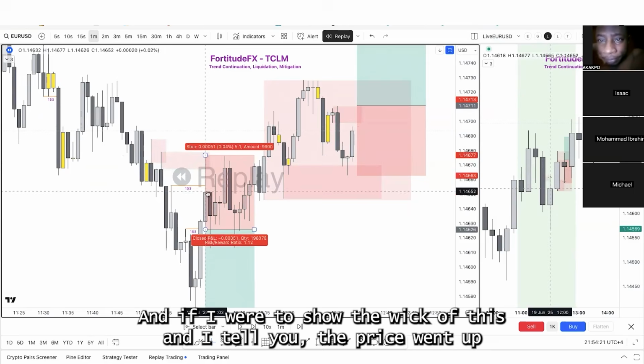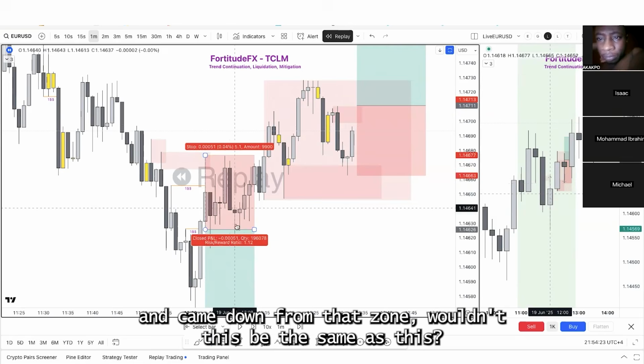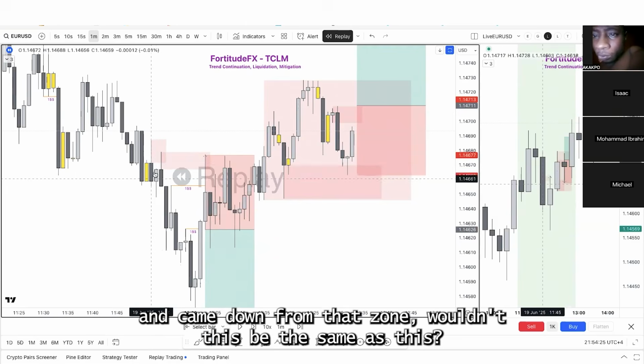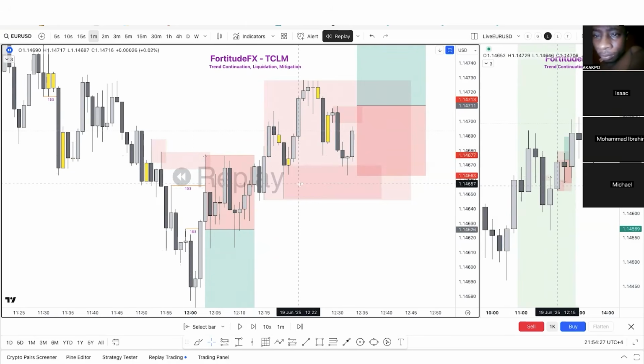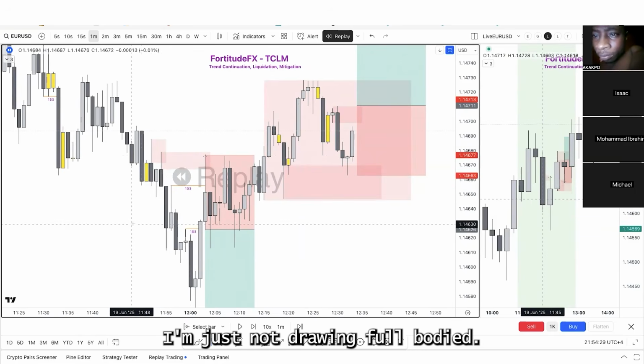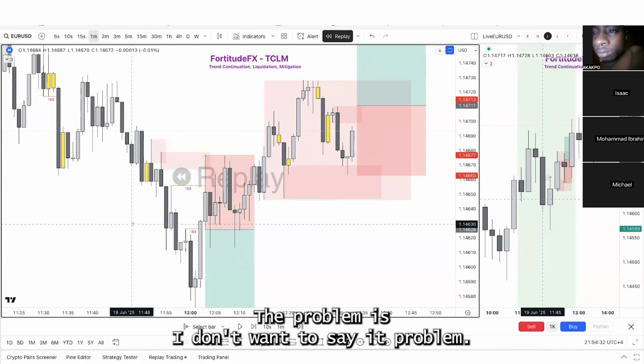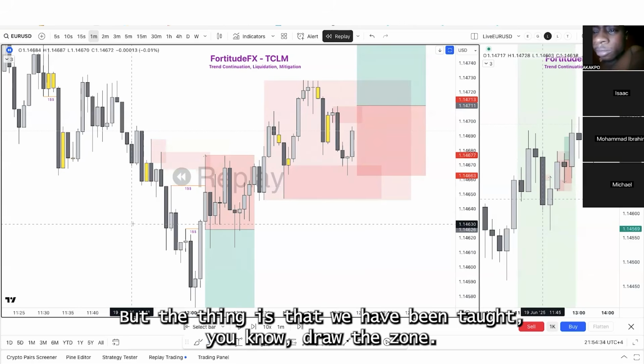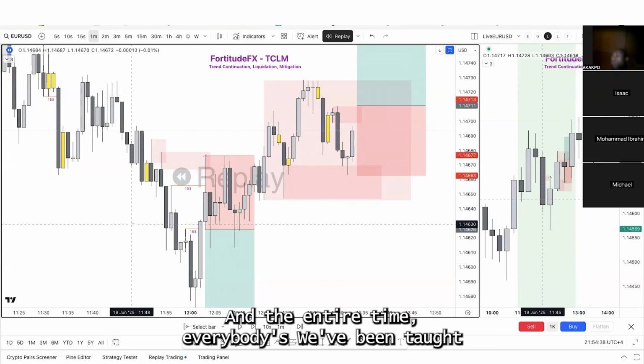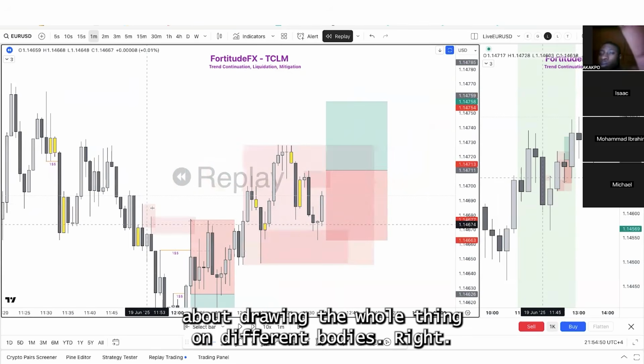And if I were to show the wick of this and I tell you the price went up and came down from that zone, wouldn't this be the same as this? I'm just not drawing full bodies. The problem is, I don't want to say problem, but the thing is that we've been taught to draw the zone in the entire candle bodies. We've been taught about drawing the whole thing on different bodies, right?